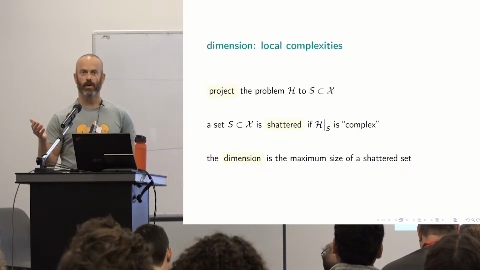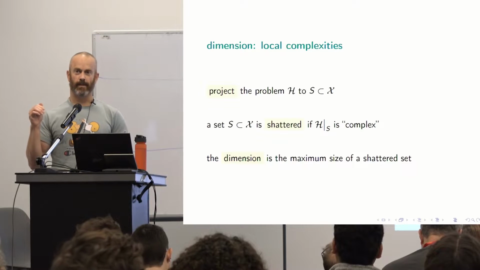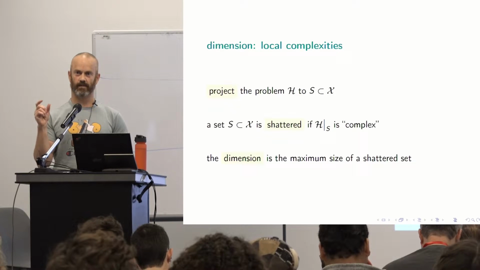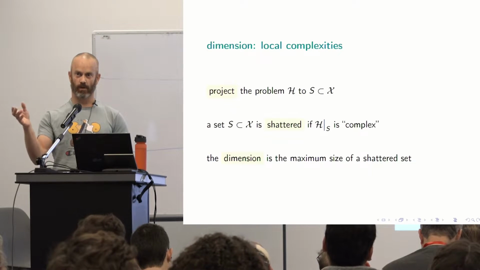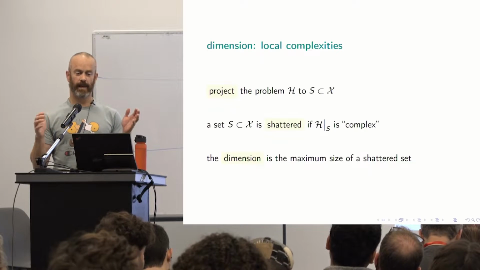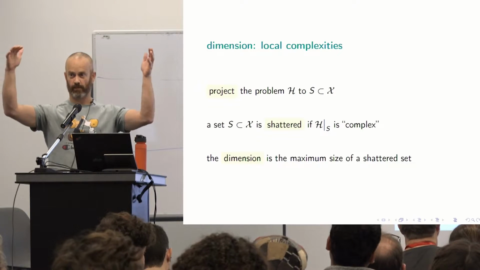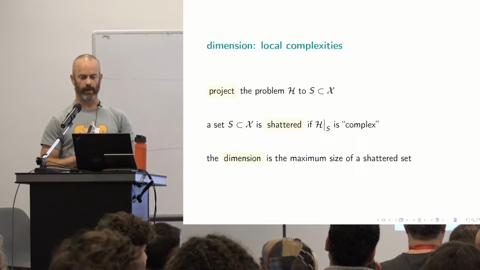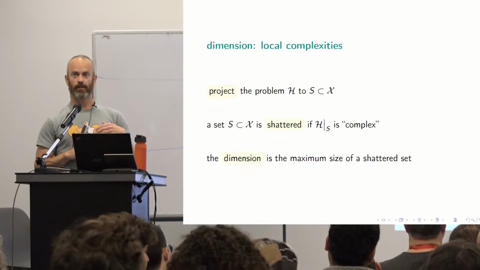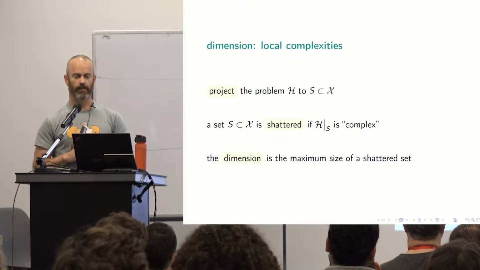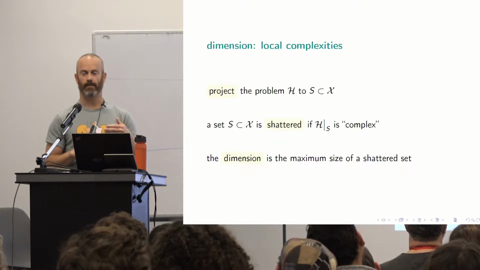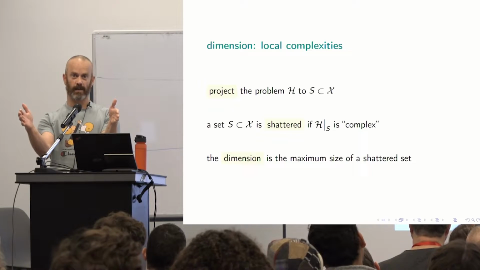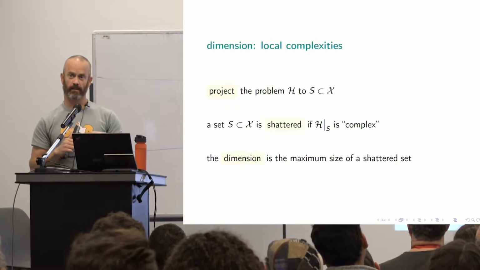So what does local mean? The thing we can always do is project. So we can always choose a subset S of X and take all functions of H and restrict them to the subset S. So we can project H to S. This is an operation that is always available to us. And then we can measure local complexity, complexity just on the part related to S.